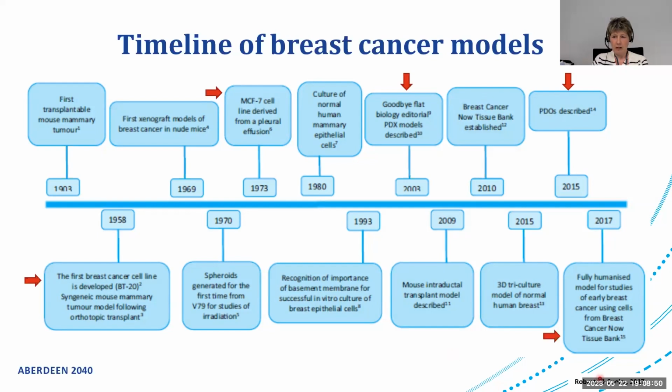And in 2017, the Breast Cancer Now Tissue Bank published work using fully humanized models to study early breast cancer, using tissues and cells derived from the Breast Cancer Now Tissue Bank, which Kat mentioned in her introduction, and I'll say a little bit more about as we go through this webinar. So that's the timeline of the various breast cancer models that have been used over the years.